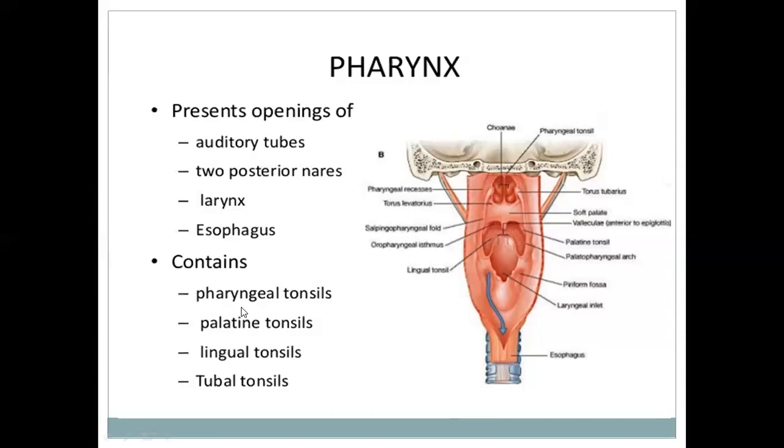So these are the pharyngeal tonsils and the palatine tonsils. The palatine tonsils lie between the palatoglossal and palatopharyngeal arches. These are the palatine tonsils and the lingual tonsils. This is the root of the tongue, and it contains the lingual tonsils, and the tubal tonsils at the opening of the pharyngotympanic tube on each side. When it opens into the lateral wall of the pharynx, at the site of the opening, it has a tubal tonsil. So there are different tonsils present in the pharynx.